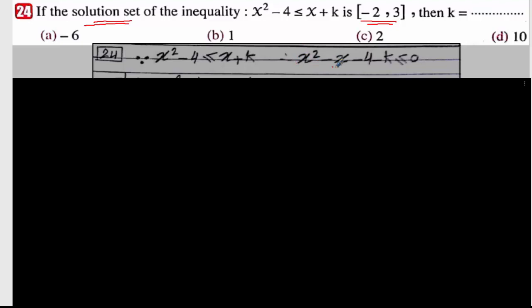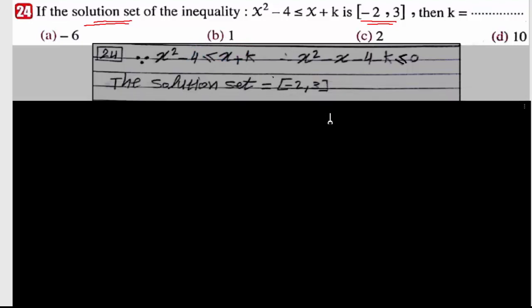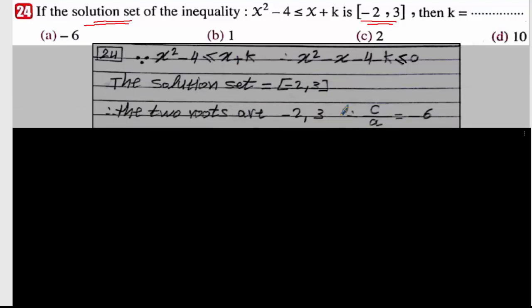It will be x squared minus x minus 4 minus k less than or equal to 0. We have x squared minus 4. We bring x from the right hand side to the left hand side. It will be negative x, and it will be negative k less than or equal to 0. So we have the equation x squared minus x minus 4 minus k equals 0, and its solution is negative 2 and 3.